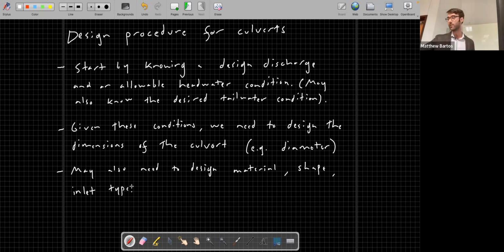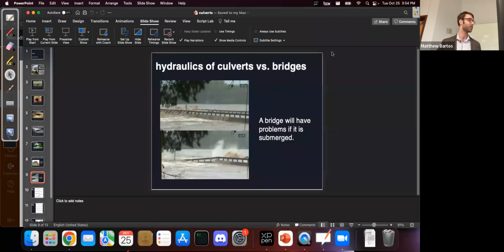Okay. So this is the general design procedure for culverts. We start by knowing a design discharge and an allowable headwater. We design the dimensions of the culvert to meet that headwater condition for a given design discharge, which generally comes from something like a storm event of a given return period. We may also need to design the material, the shape, and the inlet type. So quickly before I move on, let me just show you different inlet types for culverts.